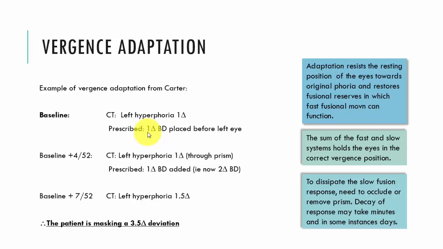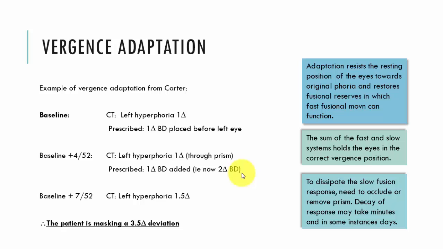So on this occasion, an additional 1 diopter base down is added to the glasses, and so now the patient goes away wearing 2 diopters base down. Again, now we're going to induce further fusional vergence movement. Now we're inducing an additional 1 diopter of fusional vergence.